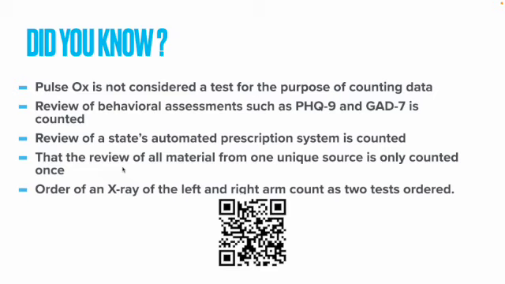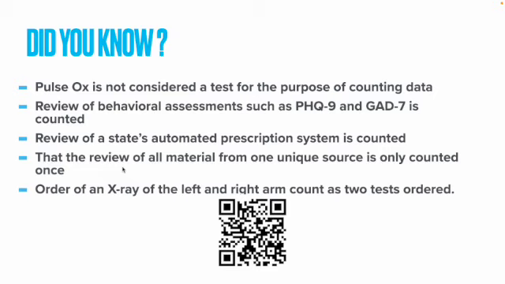This will come up a lot, especially with your providers who are doing pain management and whatnot. Review of a state's automatic prescription system is counted. So if you have a note where your provider says, I'm in North Carolina, and he looked at the North Carolina database for prescription management, if he documents that he checked that and everything looked good, then you give him credit for review of data. Did you know that the review of all material from one unique source is only counted once? You do now because I said it in one of the previous slides.